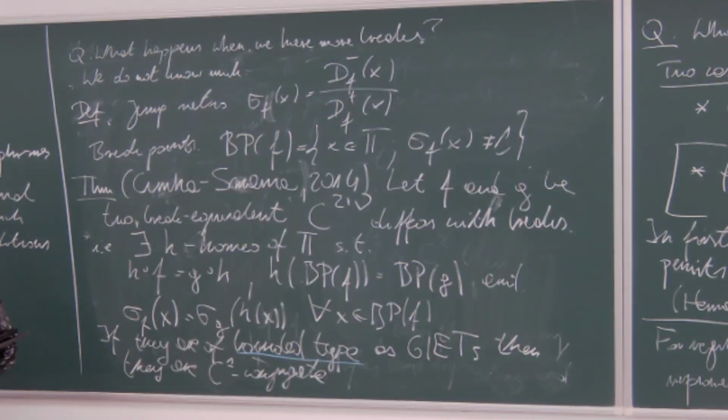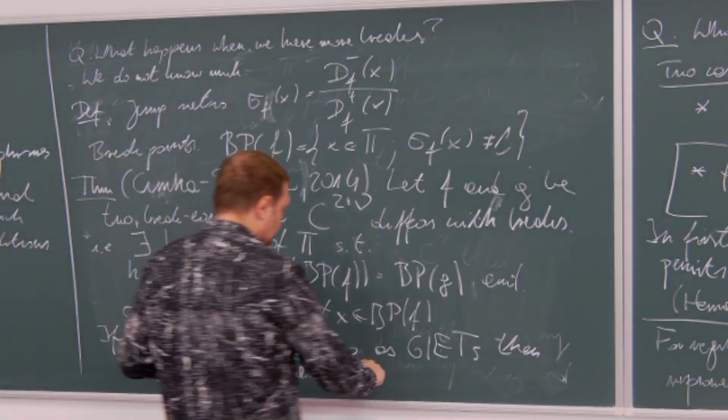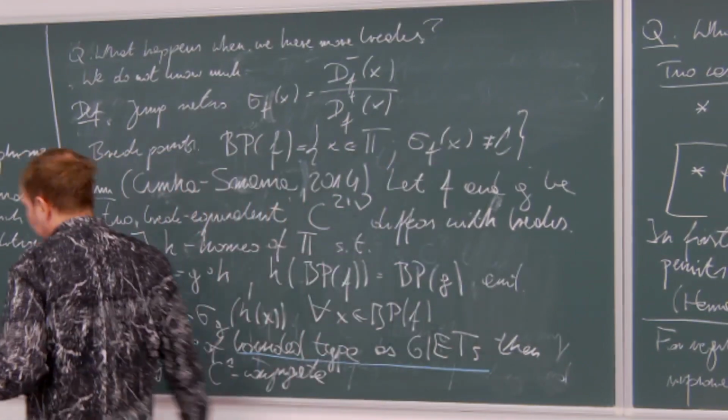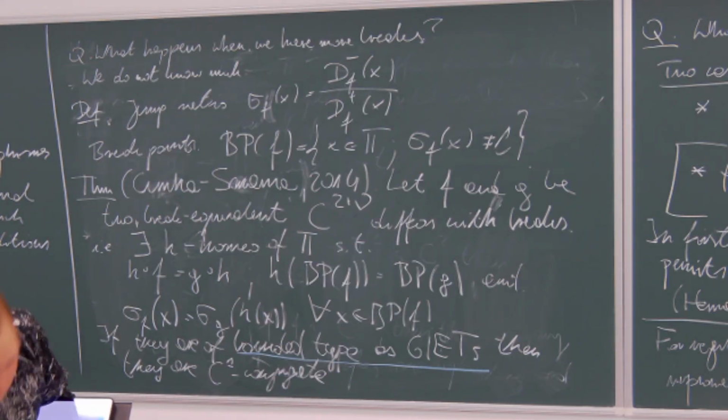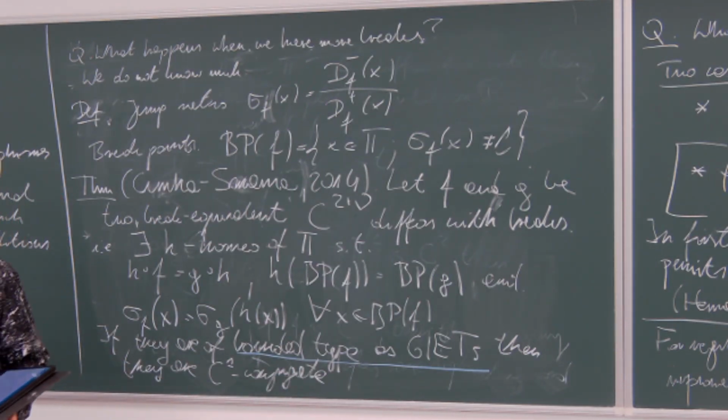Well, for bounded type rotation, I think it's well known. It means that the sequence of partial quotients in the continued fraction expansion is bounded. It's uniformly bounded, right? So this is what it means for rotations to be of bounded type. But here we have something more, because we have bounded type as GIETs. So what does it mean? Well, for that I have to finally define what GIETs are.